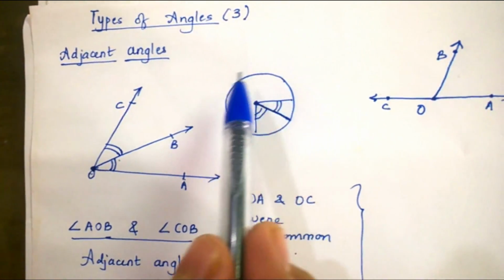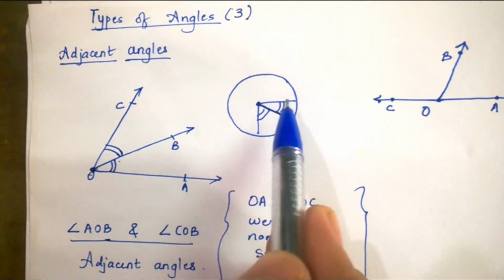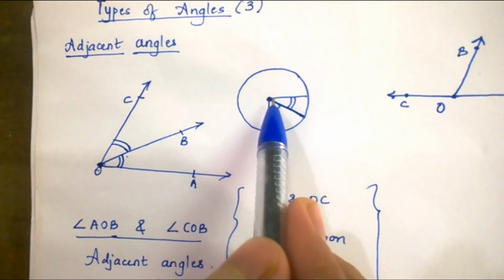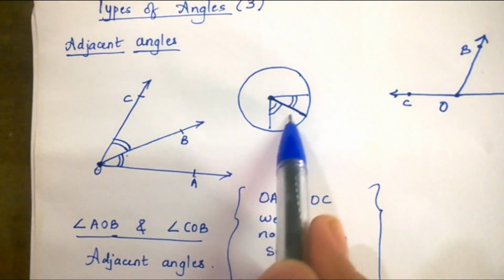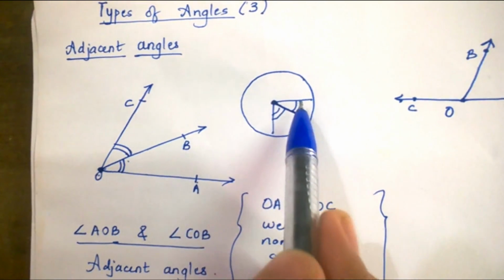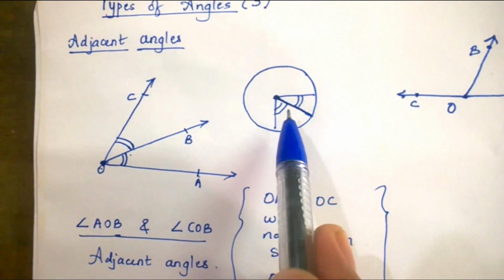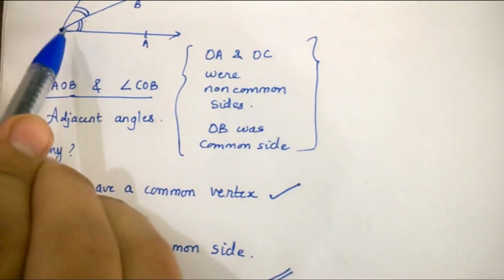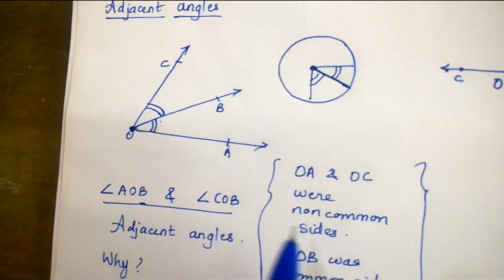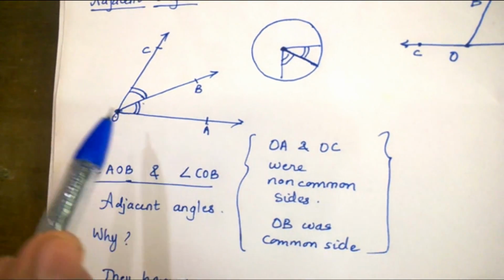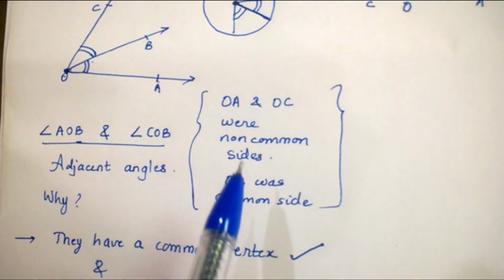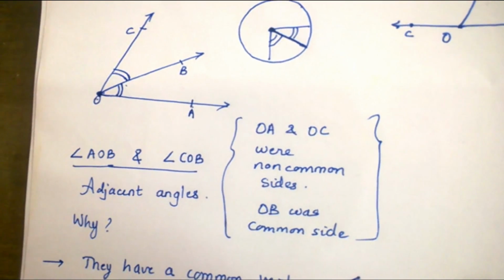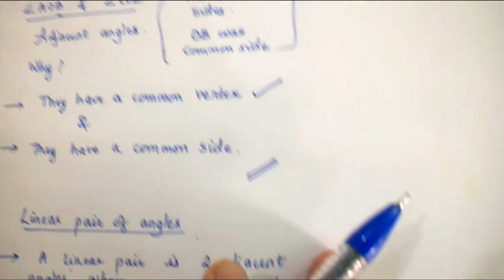In a real life situation, suppose I consider this as a cake and I cut two neighboring pieces, there is a common vertex there and also a common side. So we can say that these two pieces of cake form adjacent angles. Here in this case, OA and OC are non-common sides, correct? And OB was the common side, correct? So this was the concept of adjacent angles.